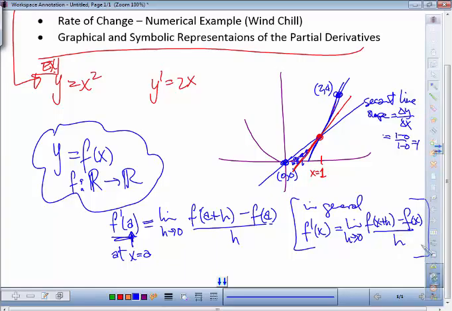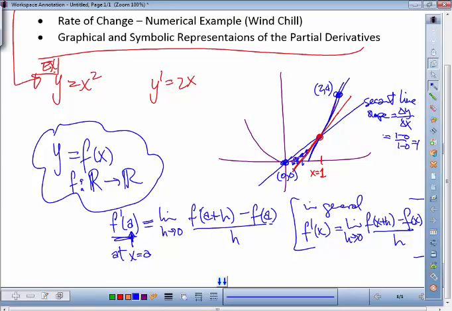Okay. So this is like our background. This is our assumed knowledge coming into this class. So when we start taking derivatives, we'll start falling back on these ideas. All right, let's take a look at the derivative for our new functions now.